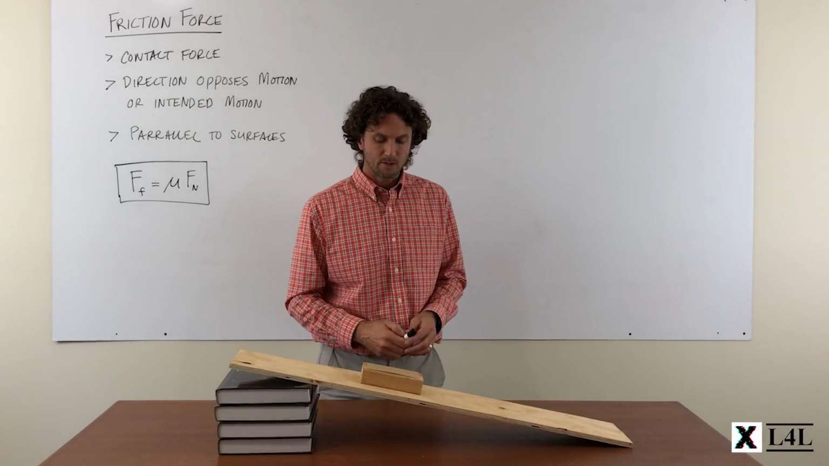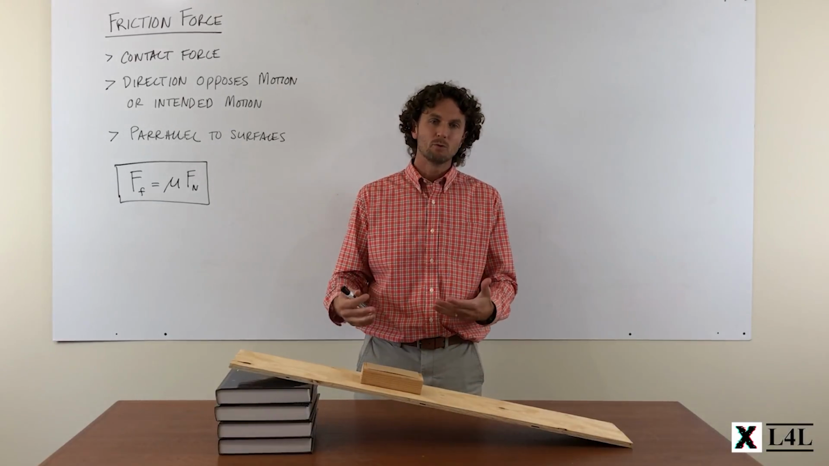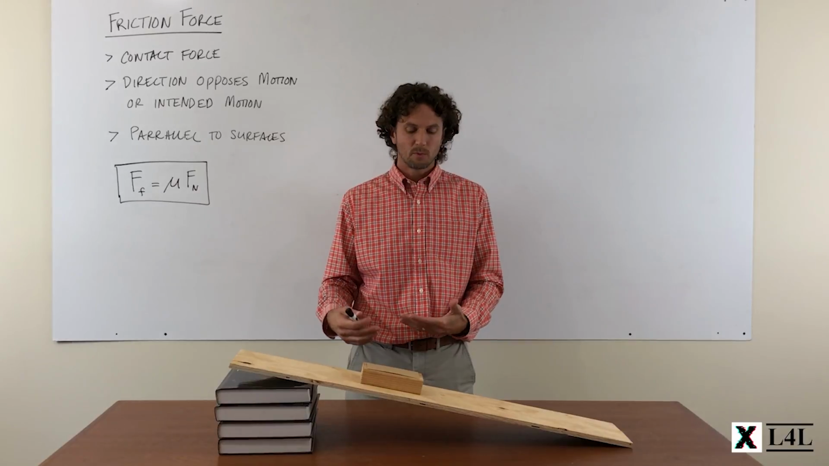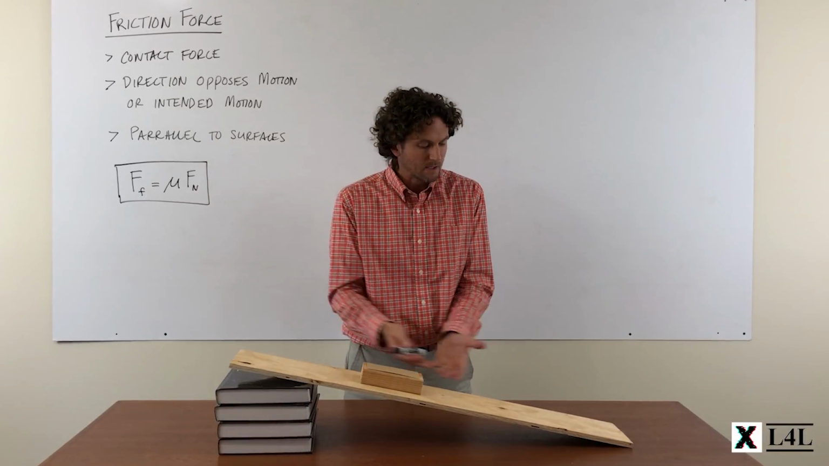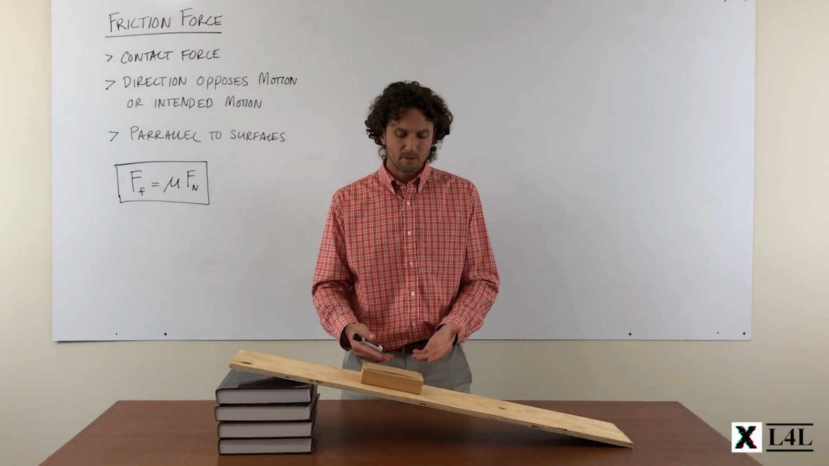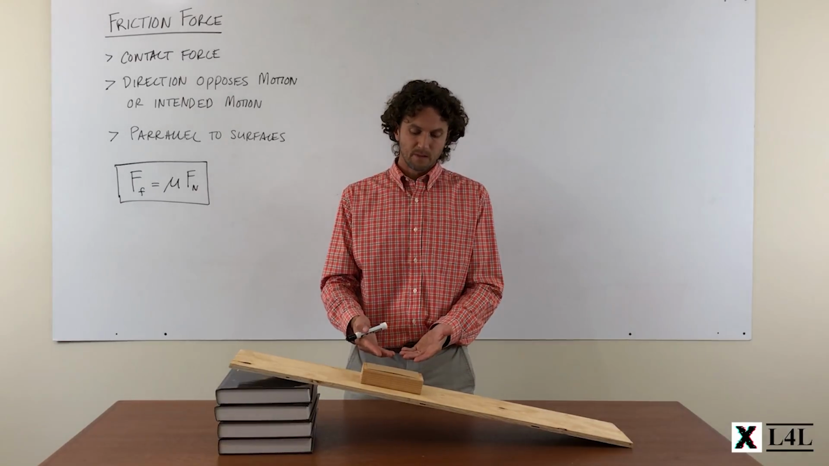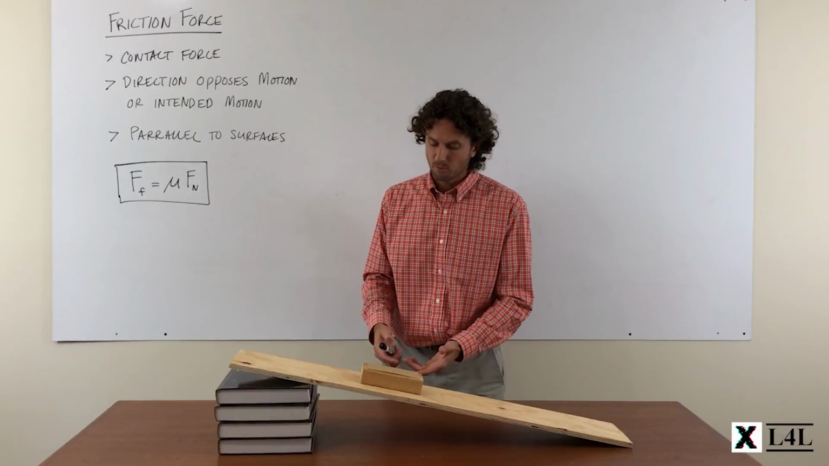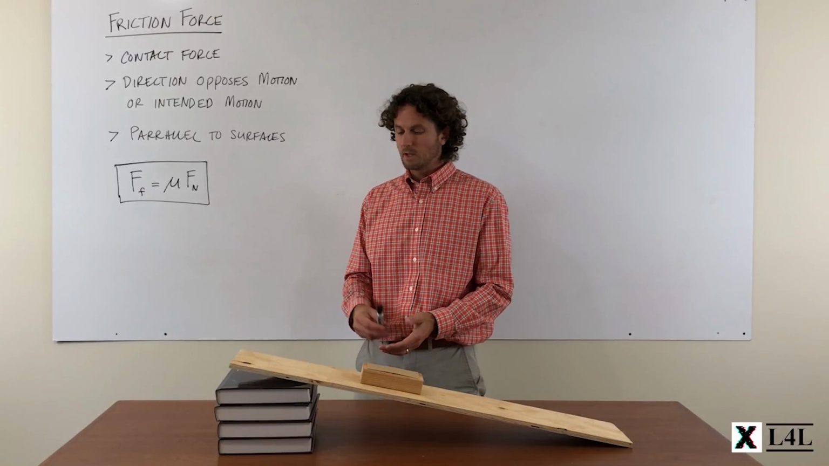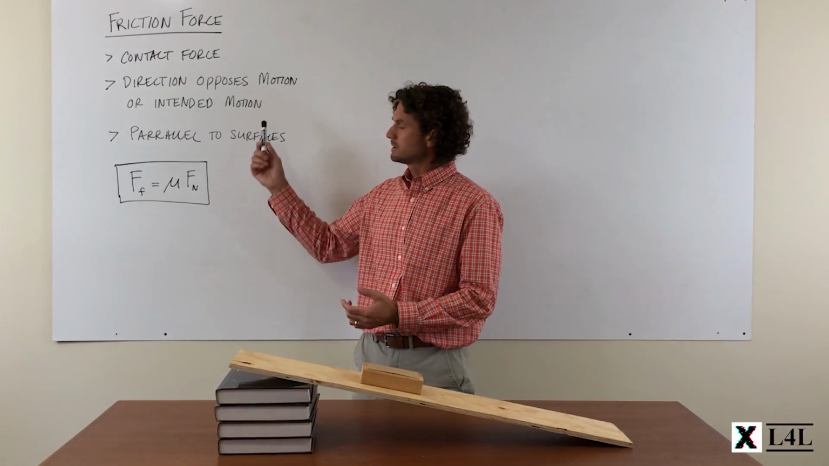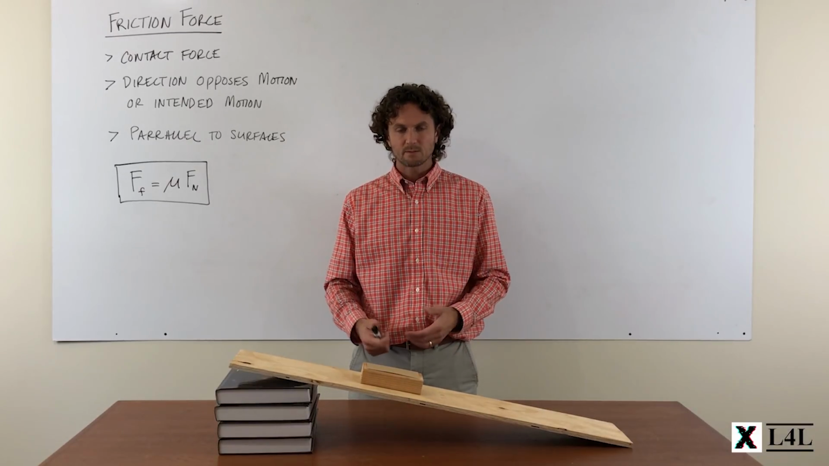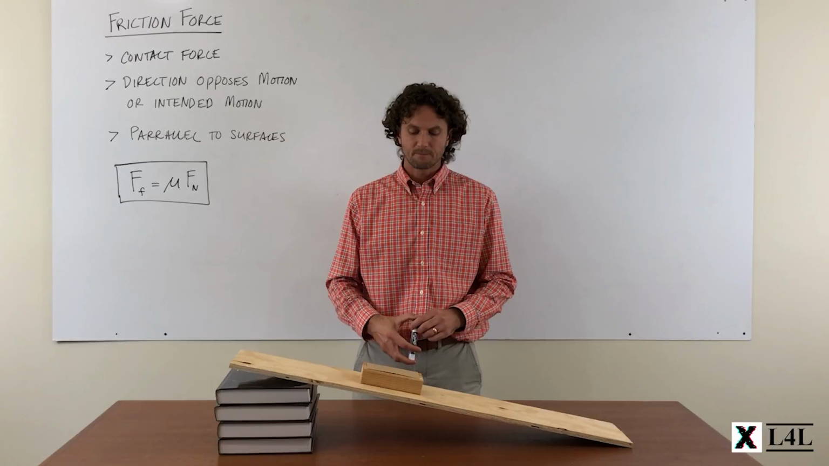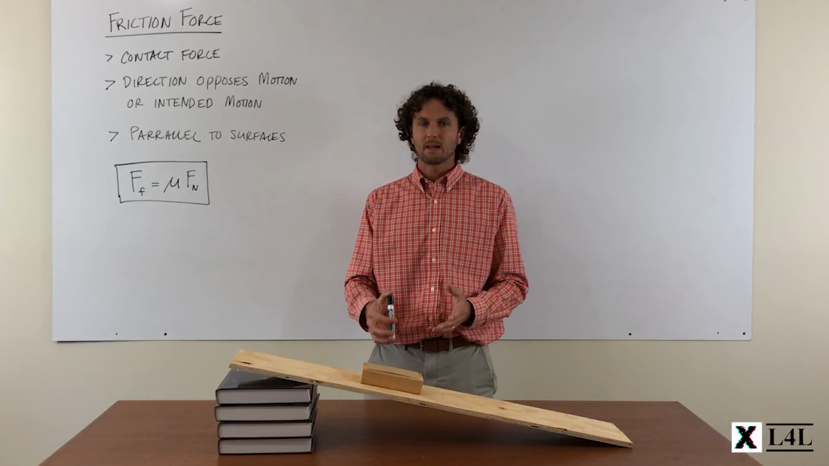So static friction is when an object is not moving, and yet there's a frictional force opposing it. Now right now, why is this block not sliding down this ramp is because there's actually static friction. And the static friction, as we said before, or any frictional force, is going to be opposing the intended motion. It will be parallel to the surfaces. And in this case, we're talking about static friction. Let's take a look at the free body diagram for a second.